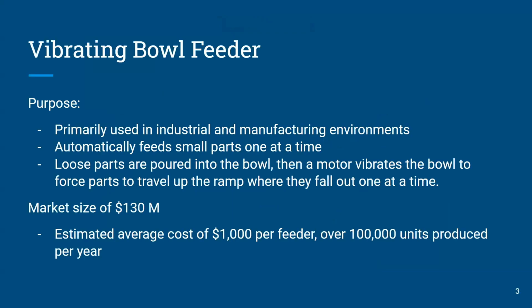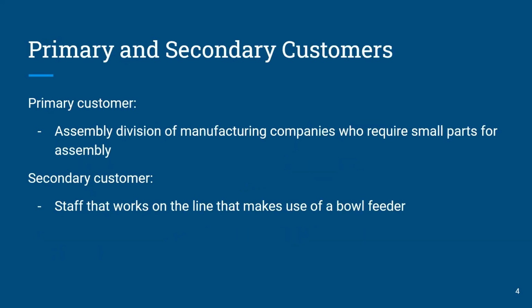So what is a vibrating bowl feeder? A vibrating bowl feeder is a tool used in industrial manufacturing environments to feed small parts one at a time in a specific orientation. The current market size is about $130 million. The average estimated cost of a single bowl feeder is $1,000 with over 100,000 units produced per year. The primary customer for a vibratory bowl feeder is the assembly division of a manufacturing company who requires small parts for assembly, whereas the secondary customer for the vibrating bowl feeder is the individual staff that works on the line and makes use of this bowl feeder.